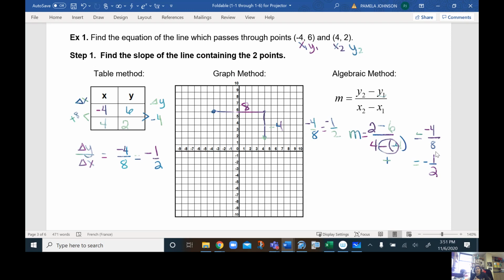So no matter which method we use, we're going to still end up with the same slope. Use the method that you prefer. If you like just putting them together as a table, do that. If you prefer the algebraic method, that's great too.